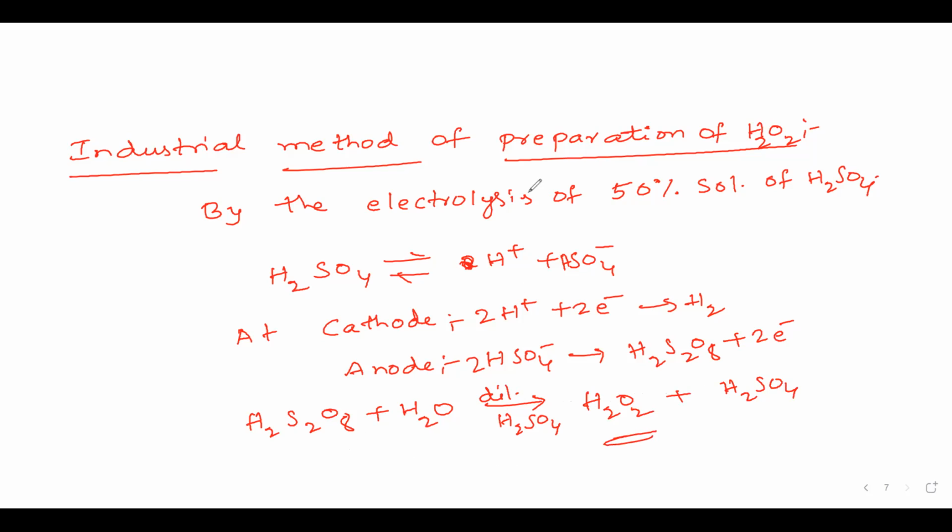So by the electrolysis of 50% solution of sulfuric acid, sulfuric acid forms H plus ions and HSO4, that is bisulfate ion. At the cathode, H plus ion changes to form hydrogen gas. At the anode, bisulfate ion changes to H2S2O8. This H2S2O8 combines with water and forms hydrogen peroxide along with sulfuric acid. So this is called the industrial method of preparation of hydrogen peroxide.